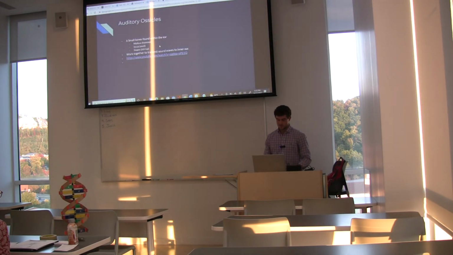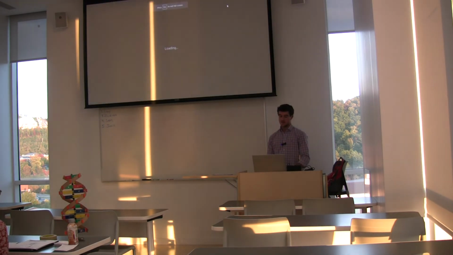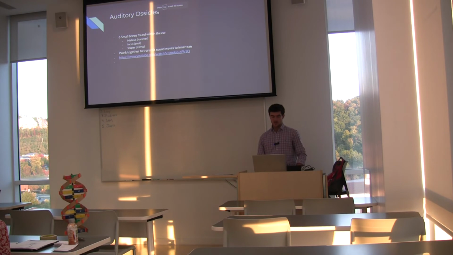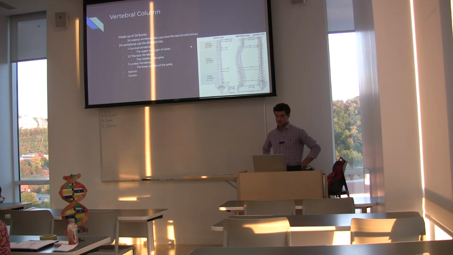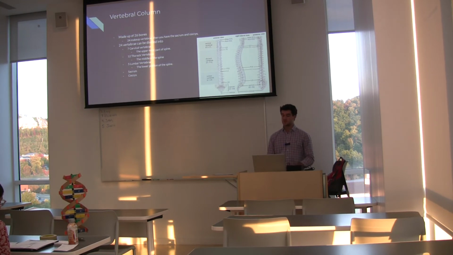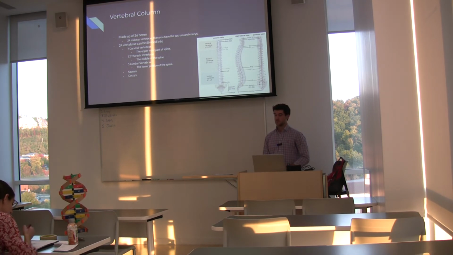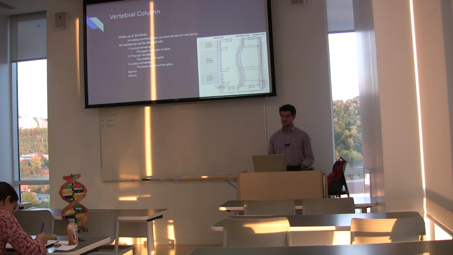All right, so that was a little bit more in-depth about the ear and the auditory ossicles. And then next, the main, biggest part of the axial skeleton is the vertebral column, which is made up of 26 bones. 24 of these bones make up the vertebrae, and then you also have the sacrum and coccyx.